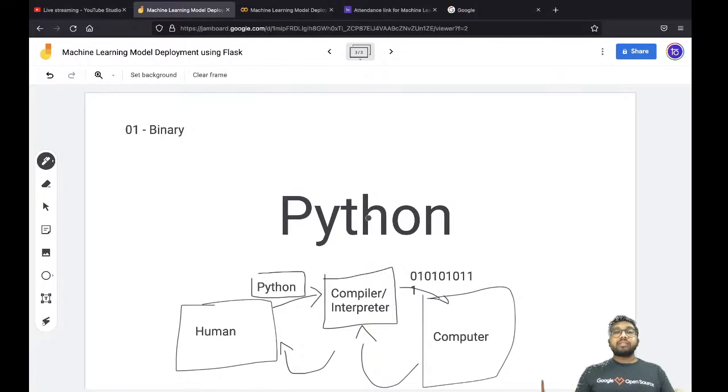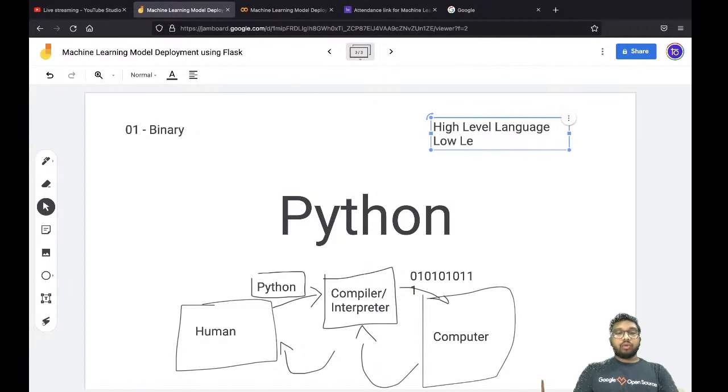High level language means it is more close to human, and low level language means it is more close to machine, more close to computer, or computer understandable form. Okay, so these are the two terms that you should keep in mind: high level language and low level language.